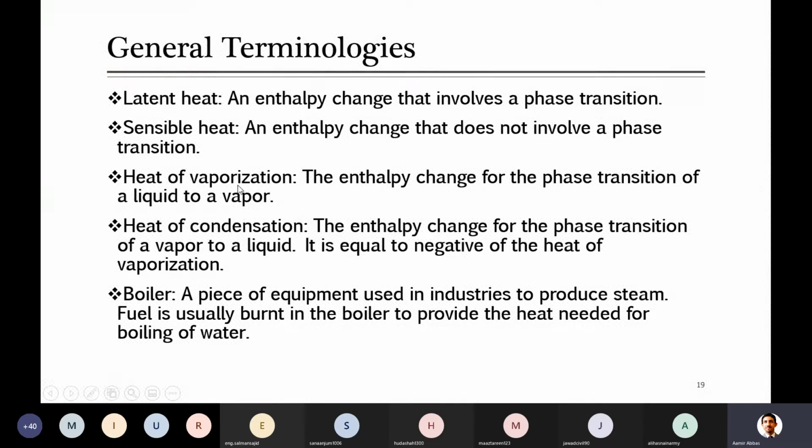So they are just the reverse of each other in terms of sign. One is positive, one is negative. When you are taking heat out of the system, that's negative. And when you are adding heat to the system, you already studied that we take it as positive.